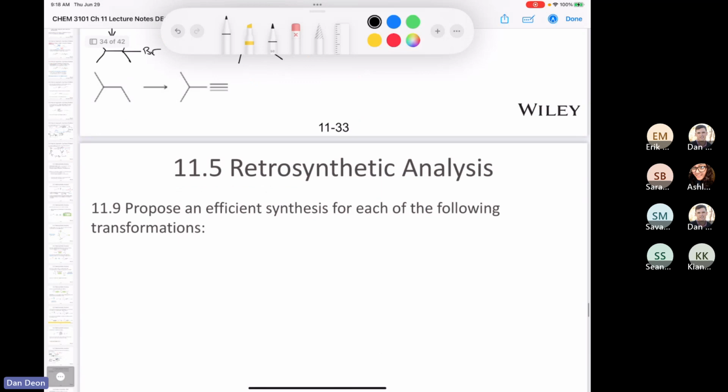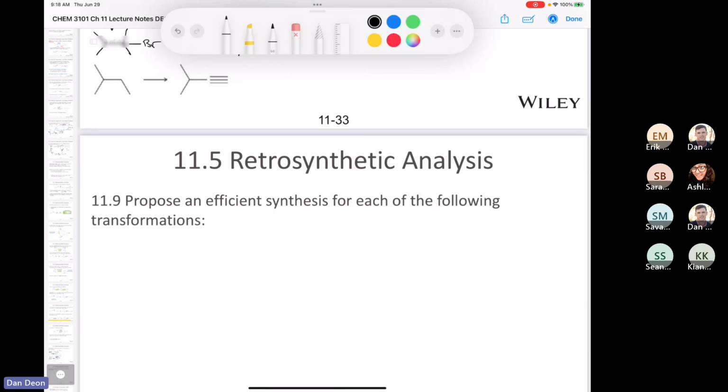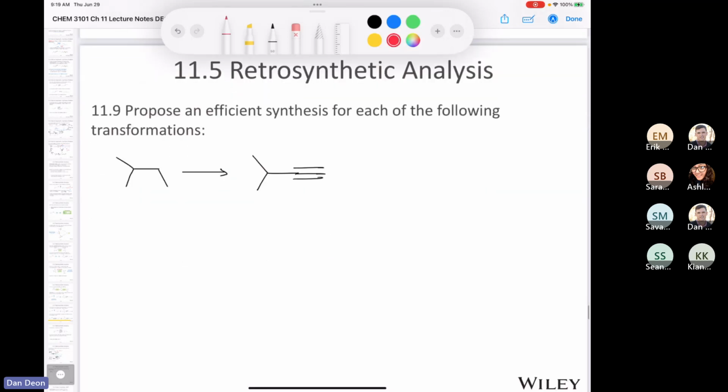All right, didn't give myself a lot of room for the last one, so I'll squeeze it in over here. Here we go, this guy and this. And then we're going to make an alkyne. Well, the only way that we know how to make this alkyne, if we're doing a retrosynthesis, is to make it from the alkene, right? Because if we have this alkene, we could make the dibromide, and then we could do the double elimination. So we have to make that alkene.